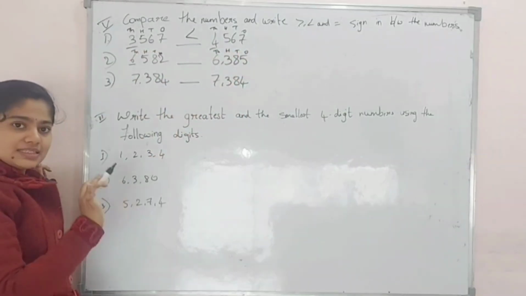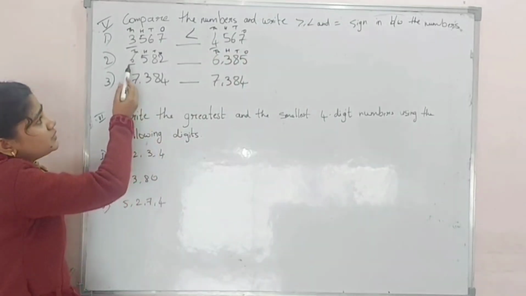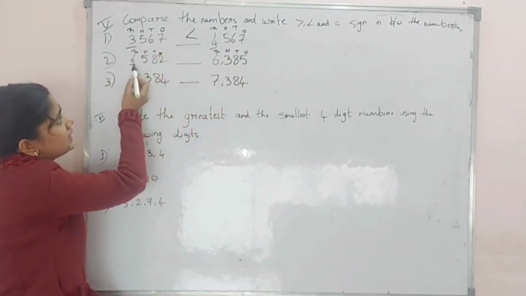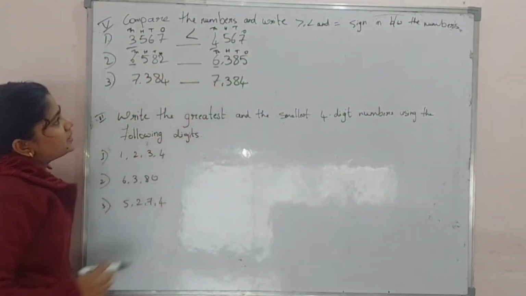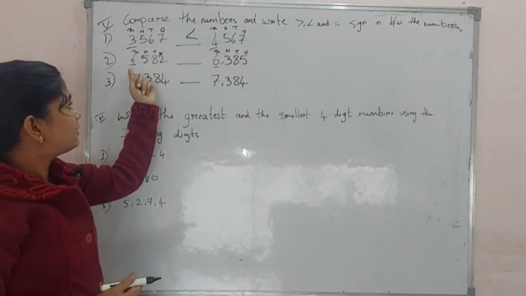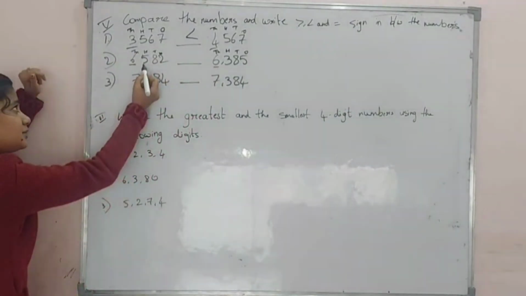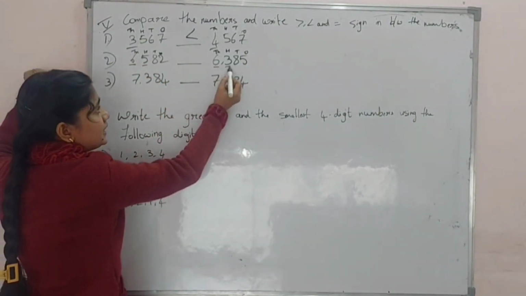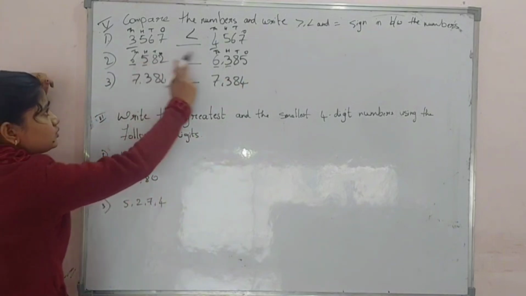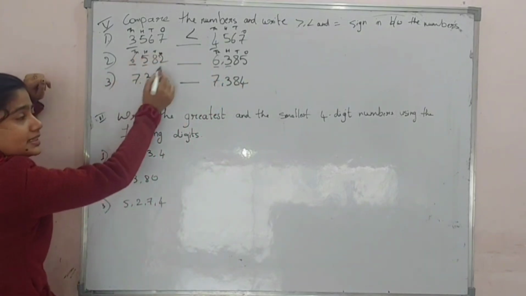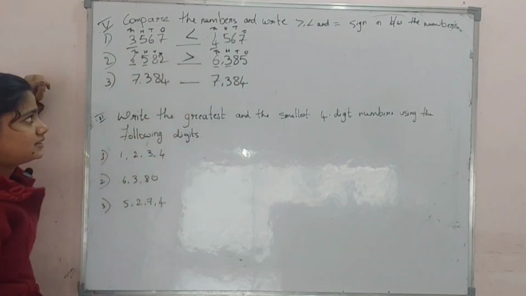The second one, same thing: check which is greater in the thousands place. Both are equal, right? Here they have given 6, and here also 6, so they are equal. So go to the next place, the hundreds place. Which one is greater, 5 or 3? 5 is greater, right? Then this one will be the greatest. So we write the sign this side.